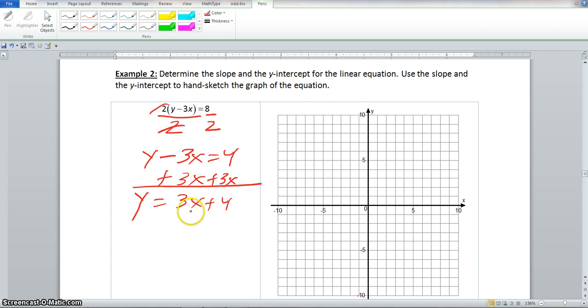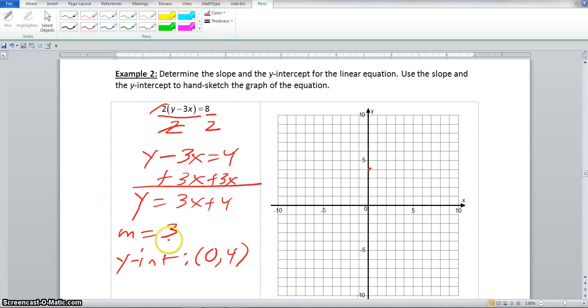We have y by itself, so our slope is multiplied to x, so our slope is 3. And then our y-intercept, we can write that as an ordered pair. Our y-intercept is 0, 4. Or you could write b equals 4. So now, this is what we would do. First thing we would do is plot 0, 4. So we would plot 0, 4 here.